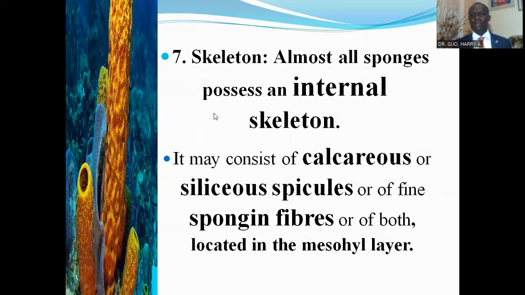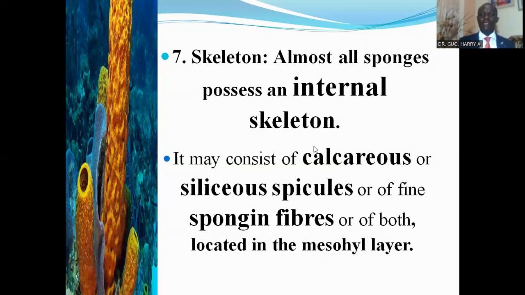Now, the seventh characteristic of the sponges is the skeleton. All sponges possess an internal skeleton, or endoskeleton. It may consist of calcareous or siliceous spicules, or of spongin fibers, or both, located in the mesohyl layer. So their internal skeleton can be made up of calcium carbonate, of silicon, or of spongin fibers.